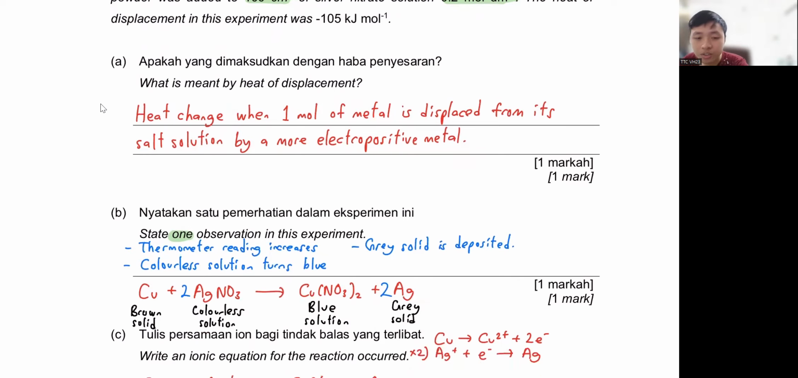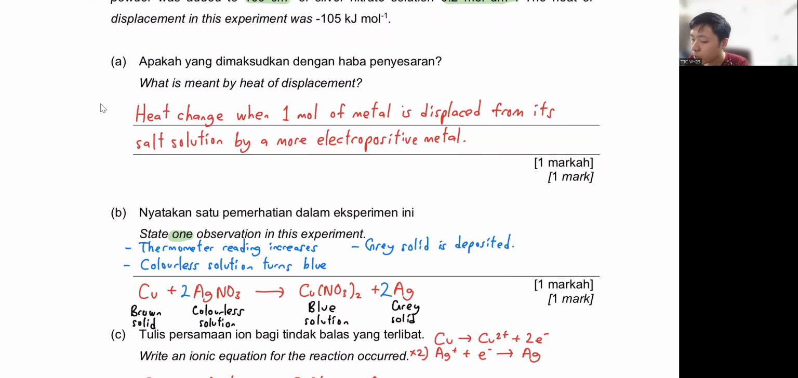Okay, part C, the ionic equation. The ionic equation is Cu becomes Cu2+, because Cu becomes Cu2+. This is the full ionic equation. What happens is, you have to know, this is a half equation. Two half equations become the ionic equation.